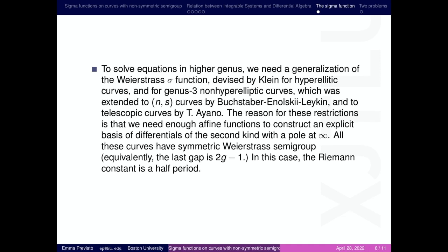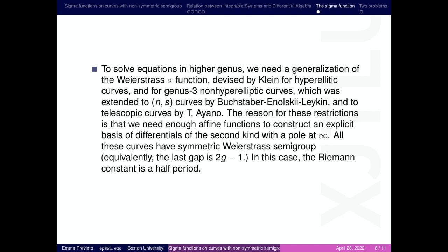And the reason for these restrictions is that in order to construct this sigma function, you need a basis of differentials of the second kind, and then you can write your power series expansions like you do for the Weierstrass P function or the Weierstrass sigma function in genus one. And so it's a little bit technical, but it's complex analysis. And you have to have all these functions in order to construct them.